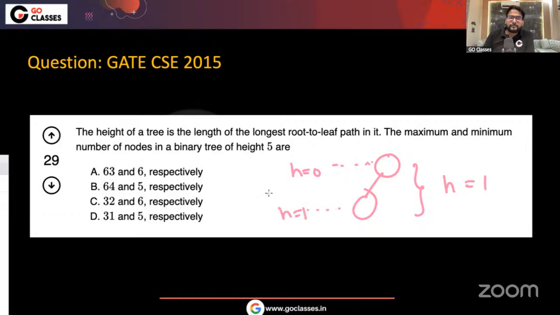If height is 5, then what is the maximum and what is the minimum number of nodes? See, if height is 1, then minimum could be 2. So it will be 1 more each time, so 6 will be here. And maximum will be basically 2 power h plus 1, something like this, right, minus 1. So 2 power 6 minus 1 will be 63. So 63 and 6 should be the answer.